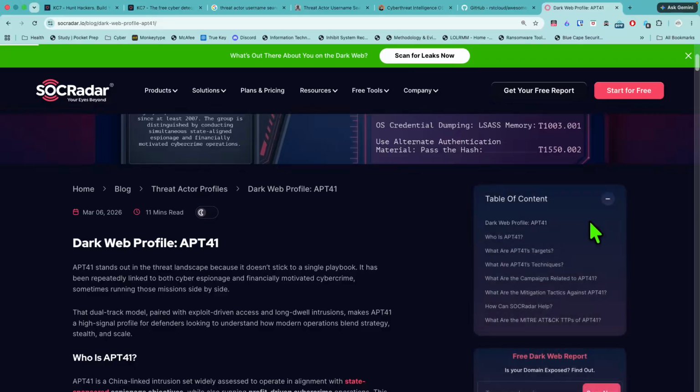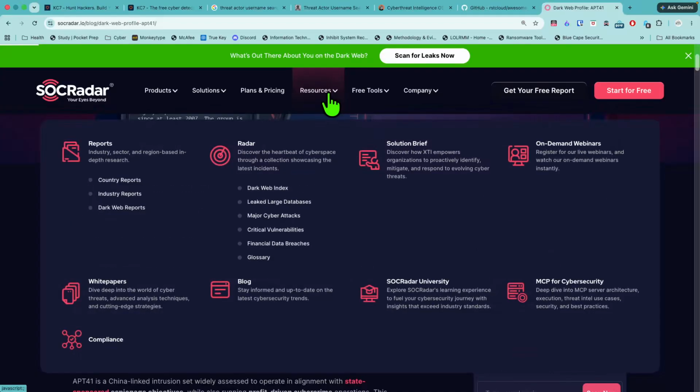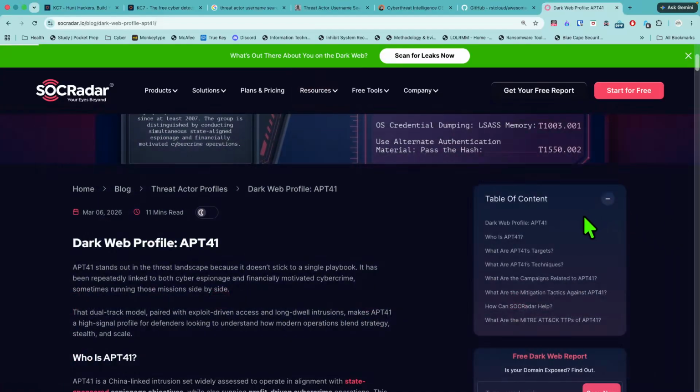And also, I really recommend the SOC Radar website. They have a lot of great resources, free tools. I'm not sponsored by them or anything. It's just that they do a lot of great work. So I highly recommend checking them out.